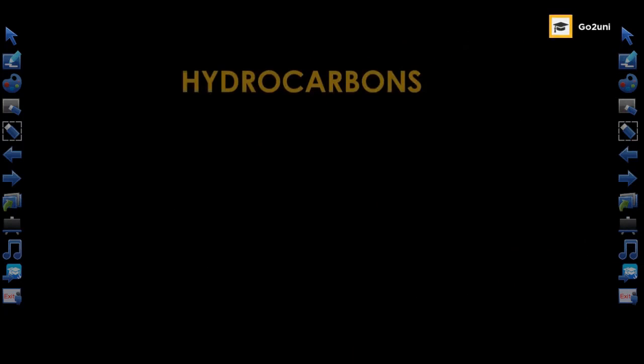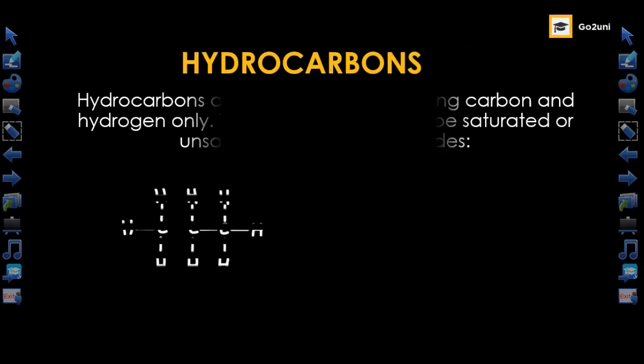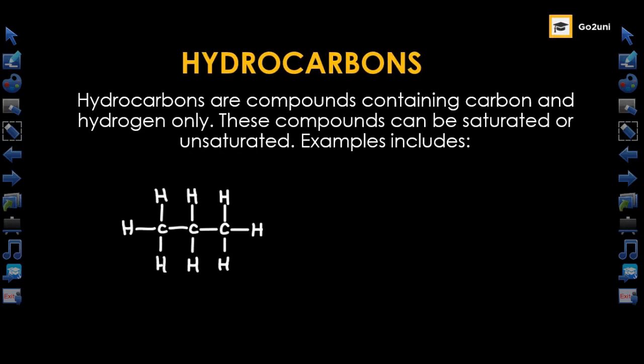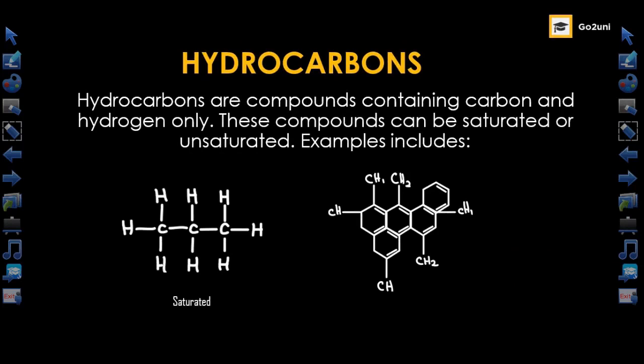We shall take a look at hydrocarbons first. What do we mean by the term hydrocarbons? Like its name sounds, hydrocarbons are simply compounds that contain carbon and hydrogen only. And these compounds can be saturated or unsaturated compounds.